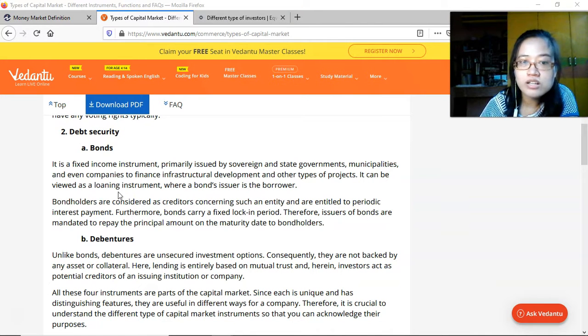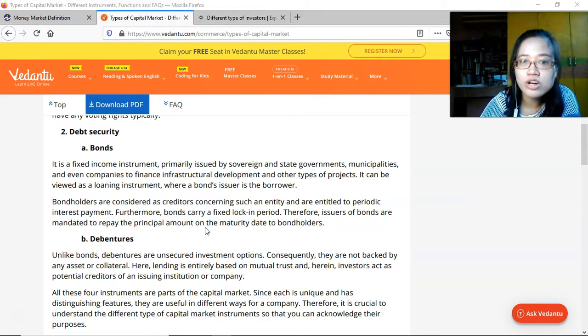It can be viewed as a loaning instrument where a bond's issuer is the borrower. Kung sino yung nag-issue, siya yung nangungutang, kasi siya yung makakatanggap ng pera from the sale of the bonds. Bondholders are considered as creditors concerning such an entity and are entitled to periodic interest payment. So, depende rin dun sa bond certificate kung ang nakalagay ba ay annually na matatanggap or semi-annually or quarterly or monthly. Okay?